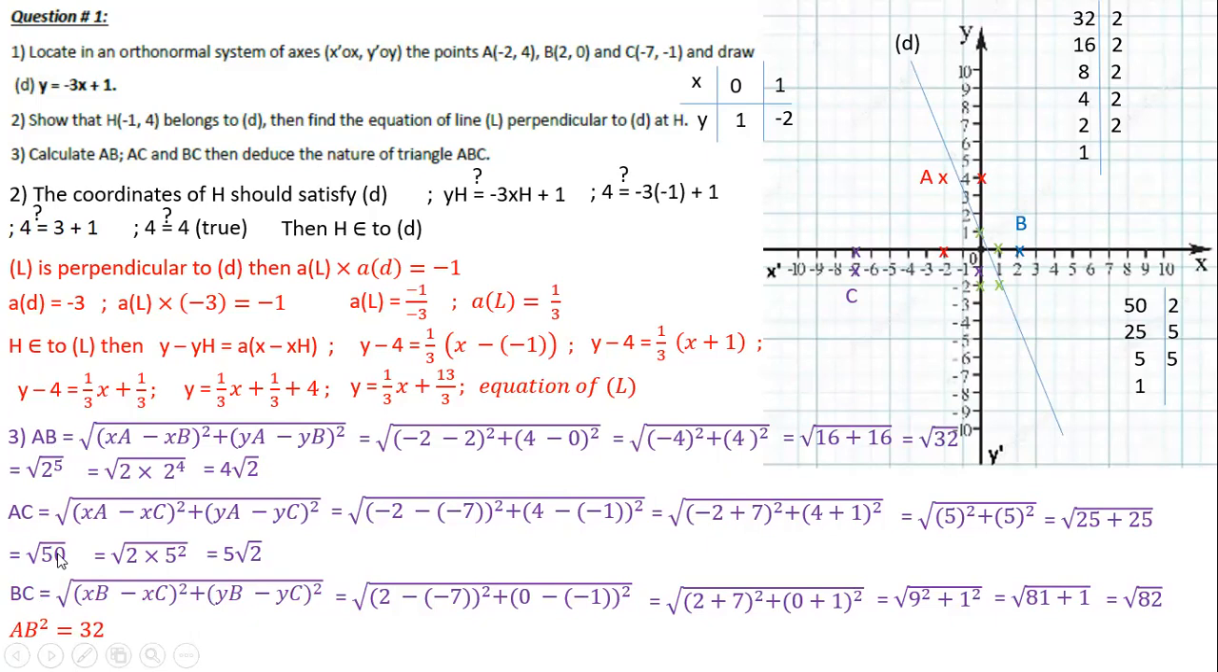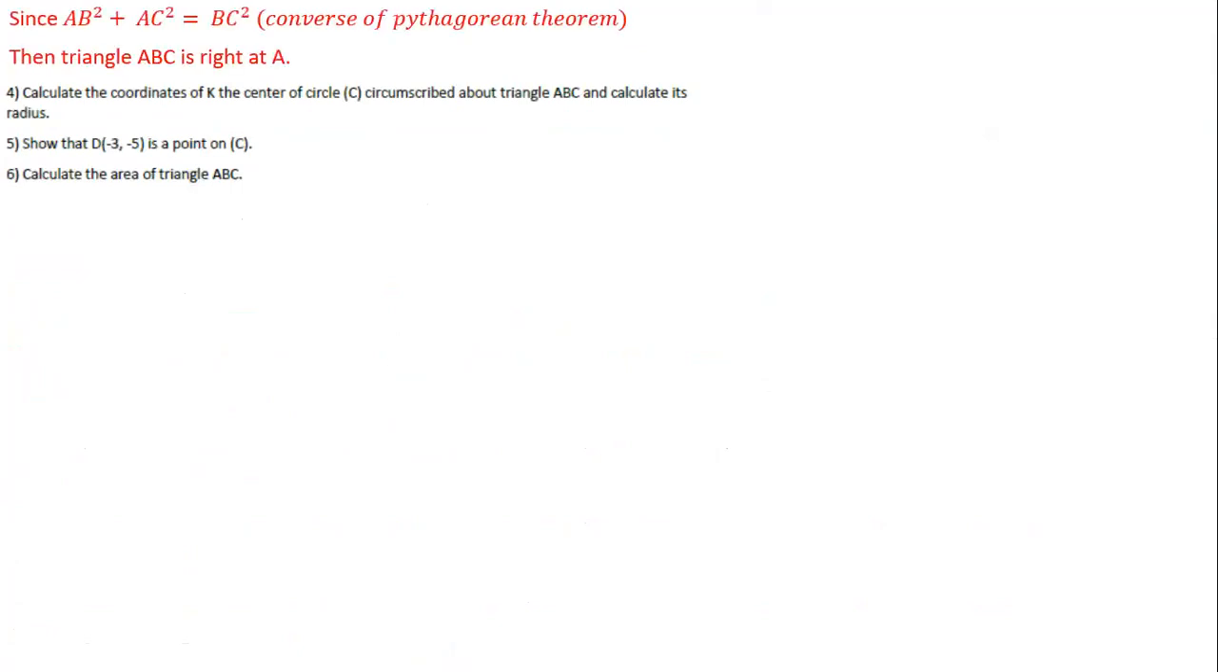AC is equal to radical 50, then AC square is equal to 50, because radical 50, all of it squared, is 50. BC square is equal to 82. Now, if I add 32 plus 50, I will get 82. So this is the converse of the Pythagorean theorem. Since AB squared plus AC squared is equal to BC squared, then triangle ABC is right at A because BC is the hypotenuse.